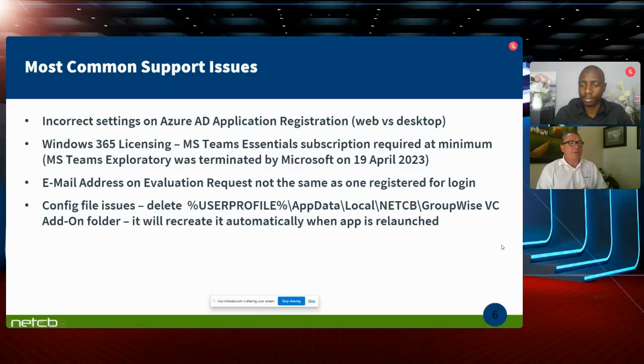Another common problem is we find that organizations that actually request a trial license, it's a 30-day trial license that can be extended if necessary, on the registration form that you complete on our website, the email address that they use is not the same email address that they use when they go and actually register their account after the fact. Those need to match, very importantly.